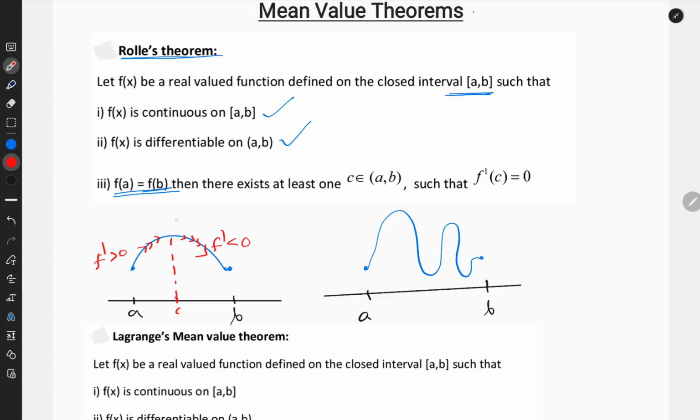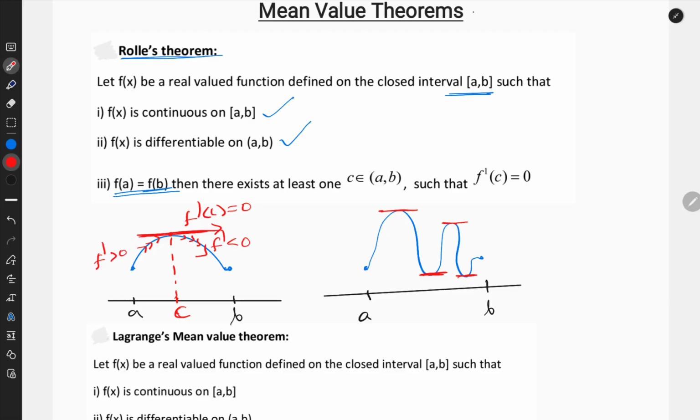So there is a point in between a and b, let us call that c, such that the derivative of f at that point is 0. f dash of c is 0. This is the statement of Rolle's theorem. You may have more than one c also. At every such point you have a horizontal tangent.